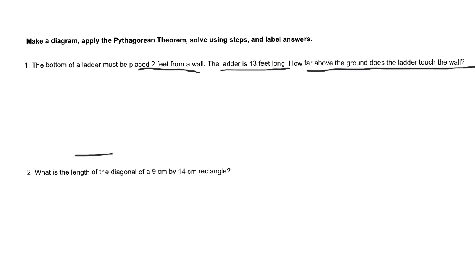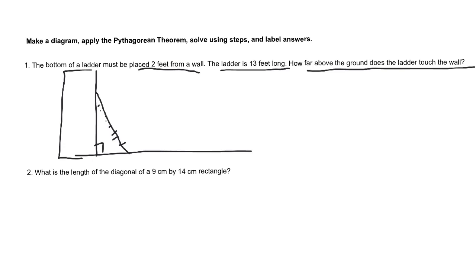So let's draw a picture. Imagine this is the ground. Okay, imagine this is a building. Okay, and the ladder looks like this. So this is your ladder. Okay, and there's a right triangle because typically any building will be perpendicular to the ground. So the ladder must be placed 2 feet from the wall. So this segment is 2 feet. Okay, the ladder is 13 feet long, so that's the hypotenuse.